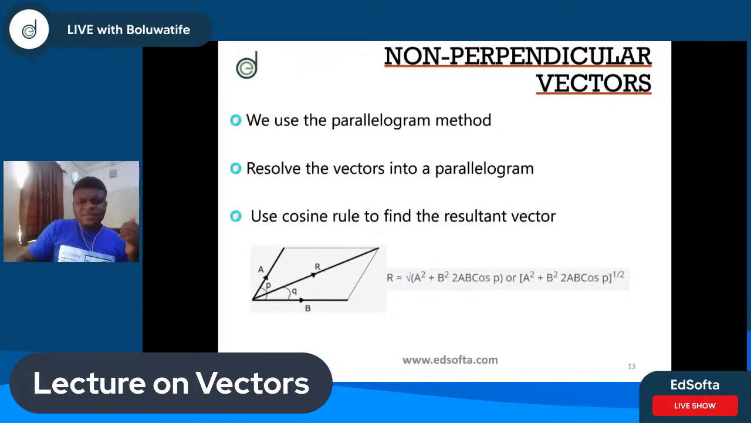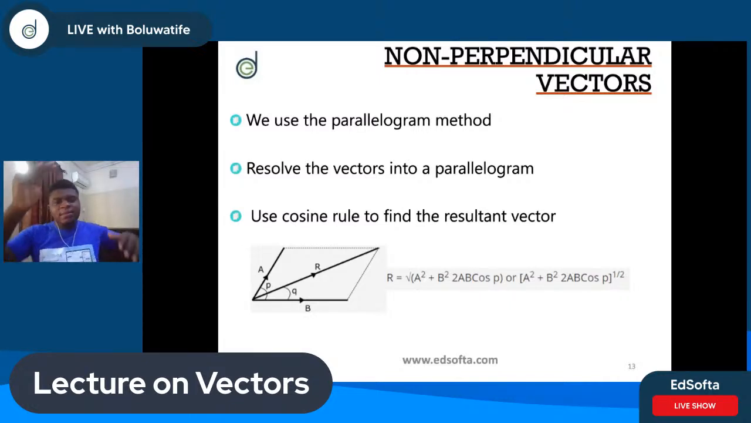Now the parallelogram method. When vectors are not perpendicular, what do we do? Very simple. What we do is this, because they are tilted at an angle and the angle is not 90 degrees.